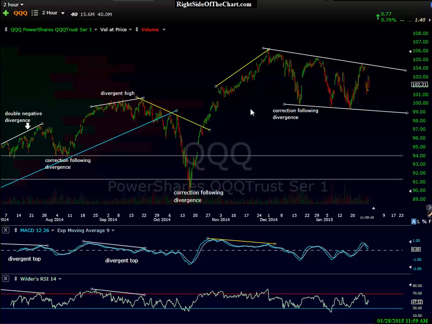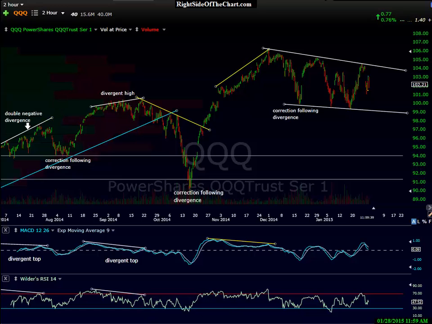This is the QQQ, the tracking ETF for the Nasdaq 100. This is a 2-hour time frame, meaning every candlestick represents 2 hours of price action. This goes back well into the third quarter of 2014. We had double negative divergence up at this point. So what we're noting here are these corrections that follow the divergences. So let's just draw these out real quick.